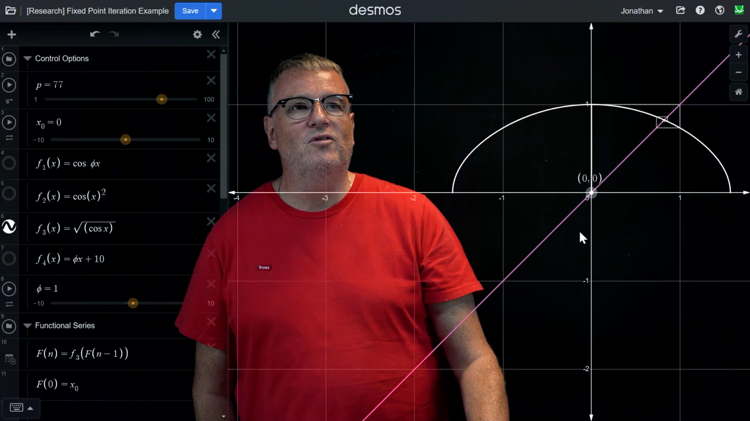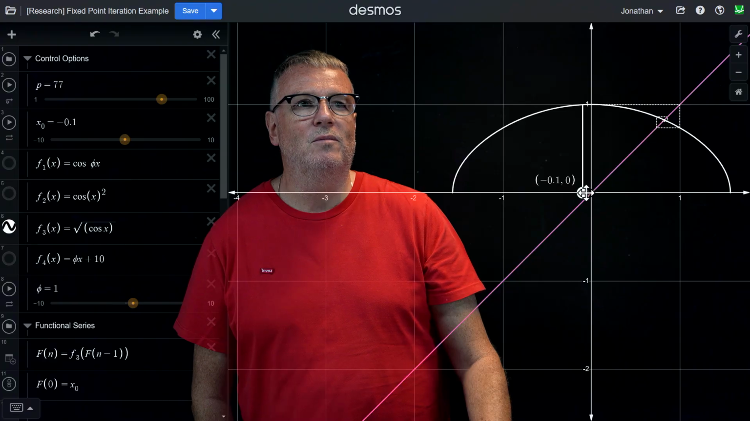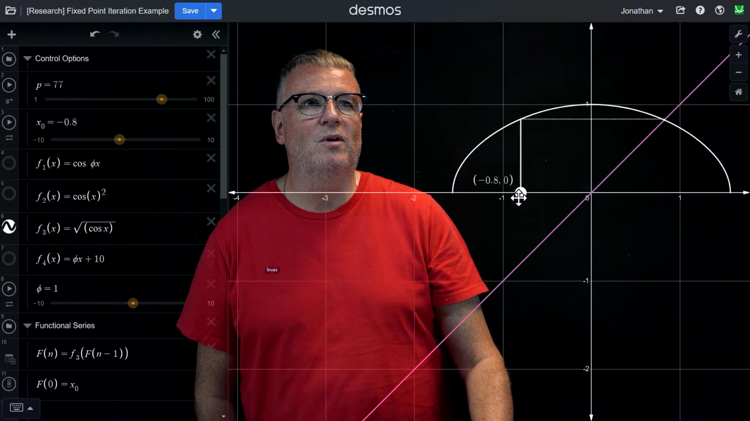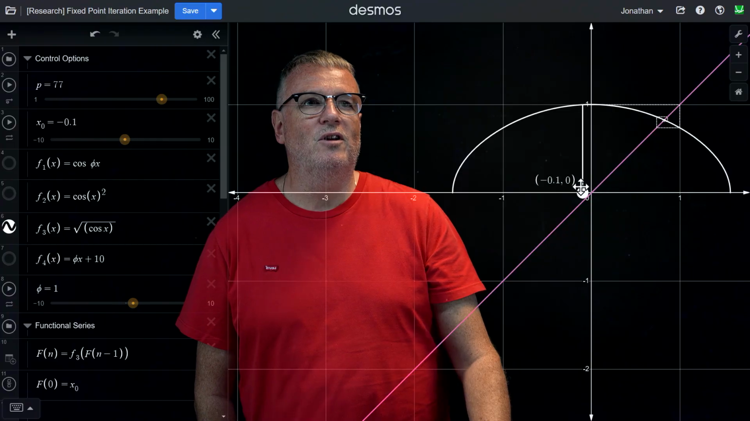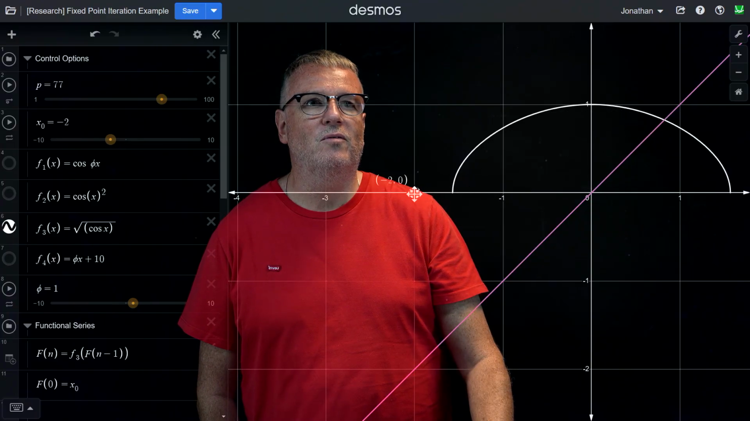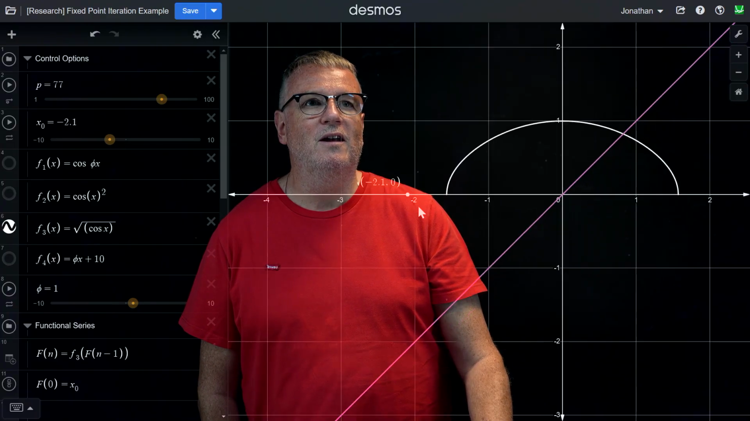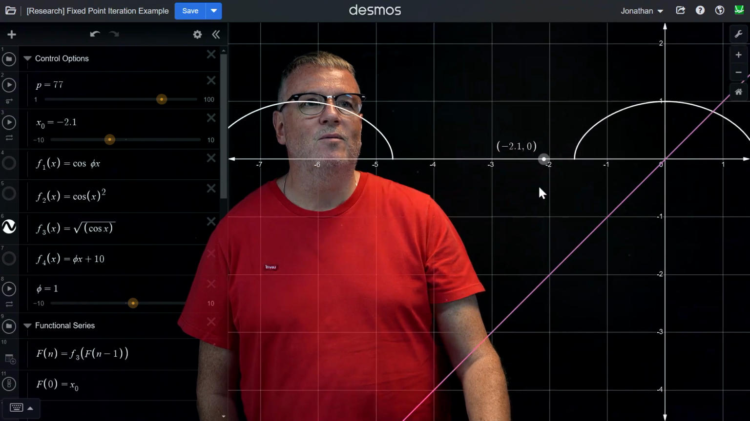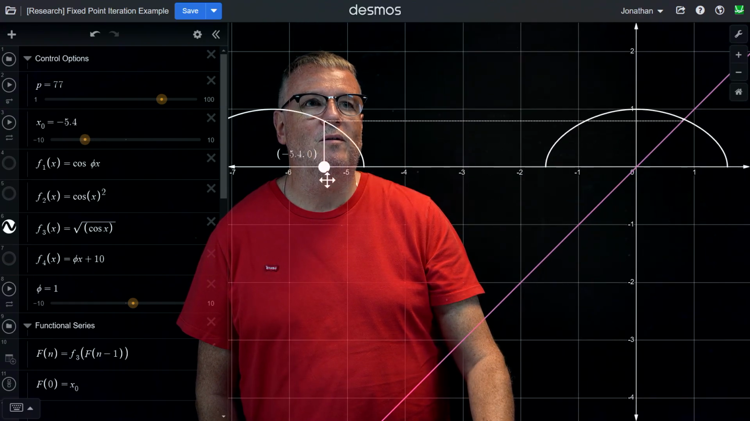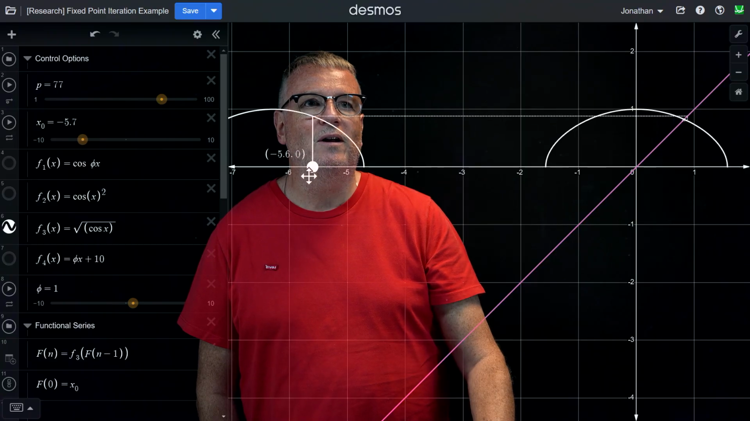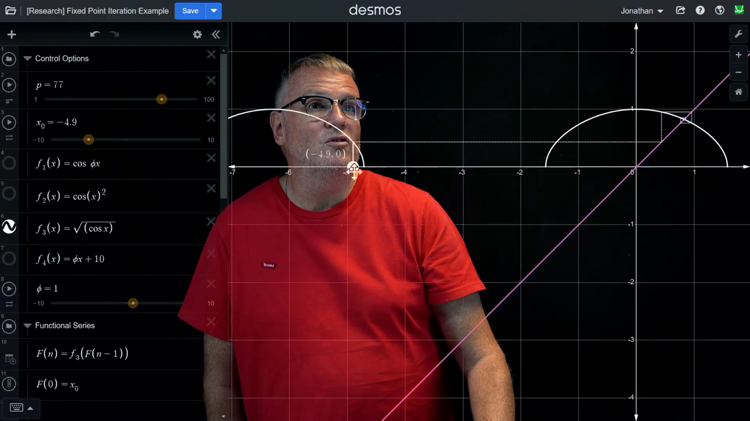But the problem with this function, which I think is obvious, is I can move my starting point up to a certain limit. You see, it's still finding the answer. But what if I plonk it here in no man's land? It can't find the solution. But once I move my starting point back over here to where the curve is defined, it works again.